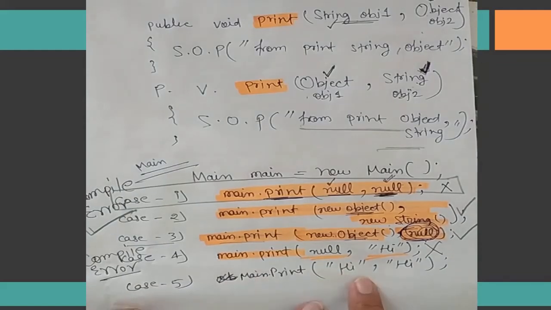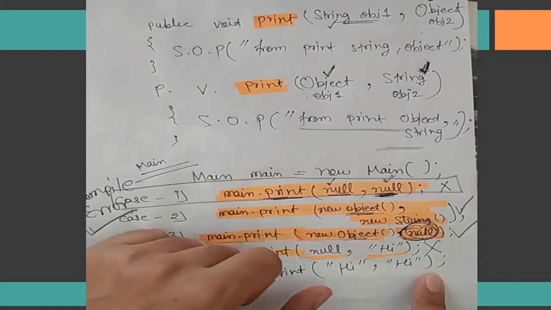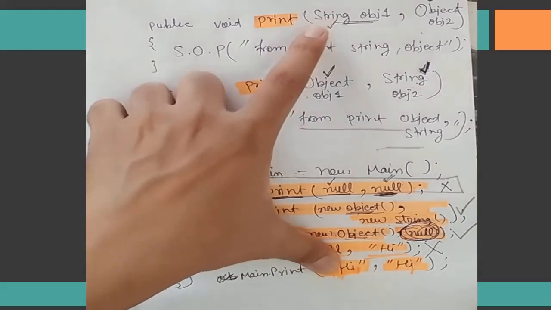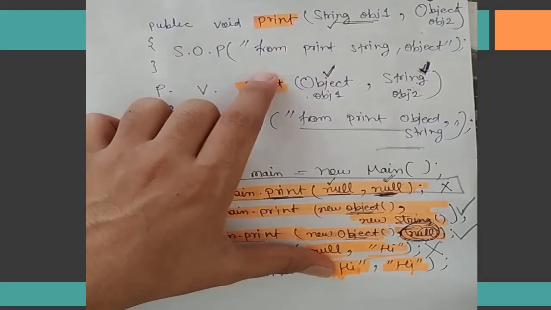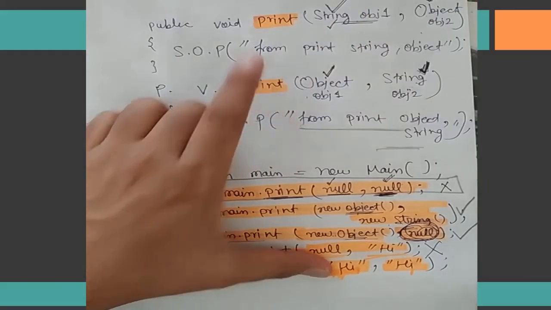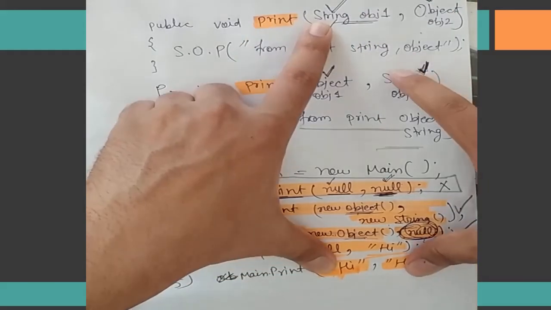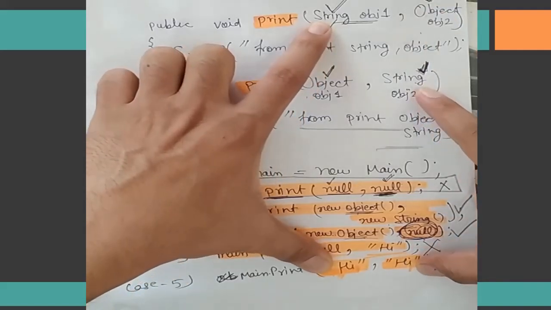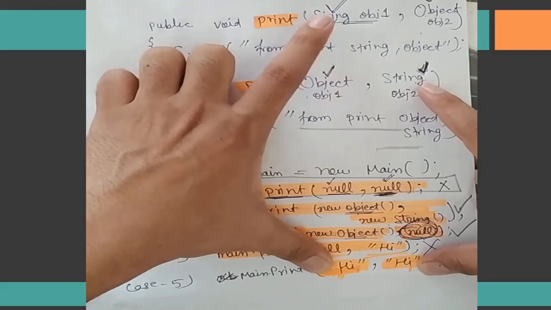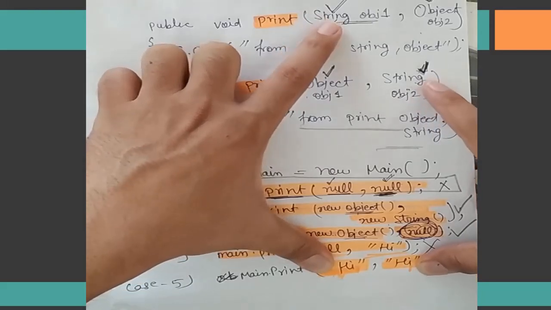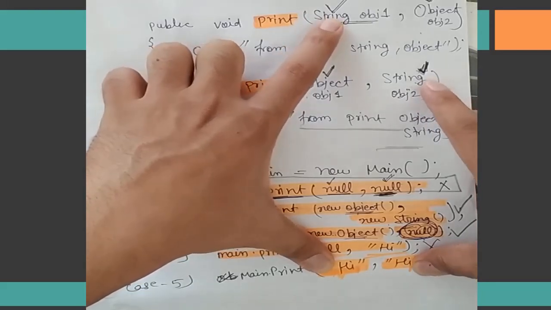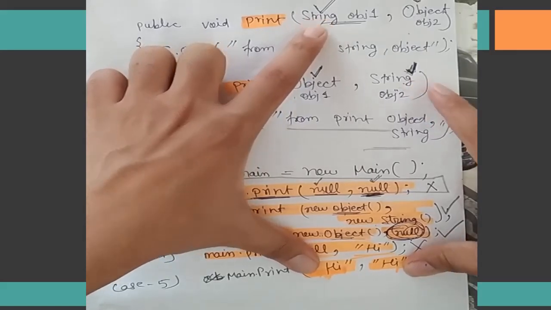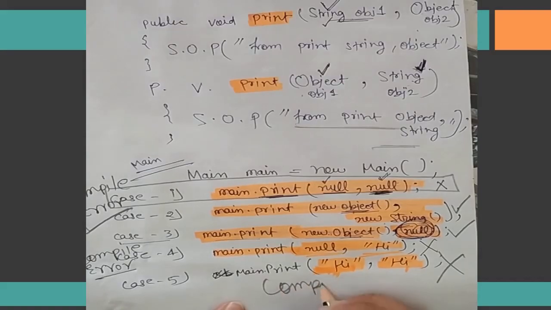For case 5, we have "hi" and "hi". The first "hi" is acceptable to Object and String both, but the exact match would be String. For the second "hi", between Object and String, String would be specific. Again, the JVM will not be able to resolve between these two methods which exactly will accept this "hi", "hi". So a compile error would be the output.